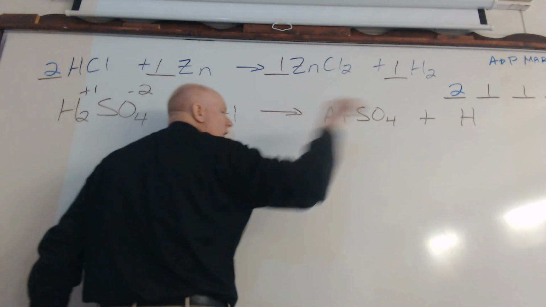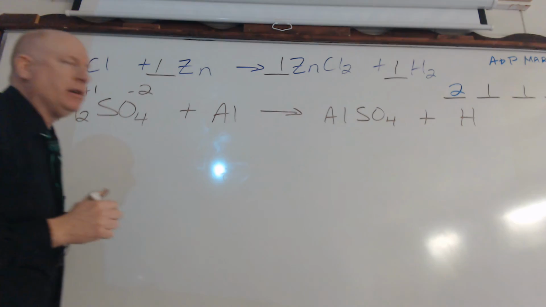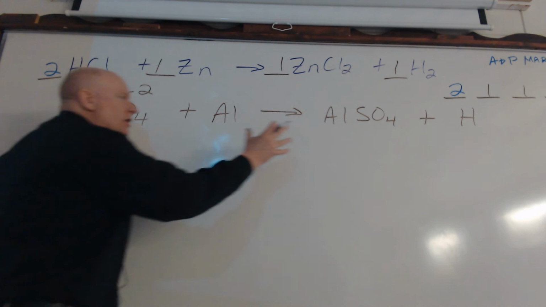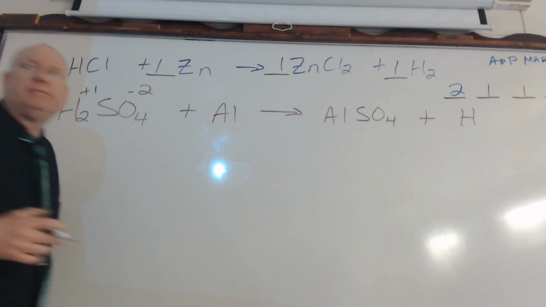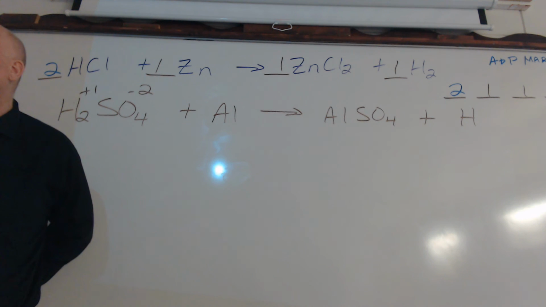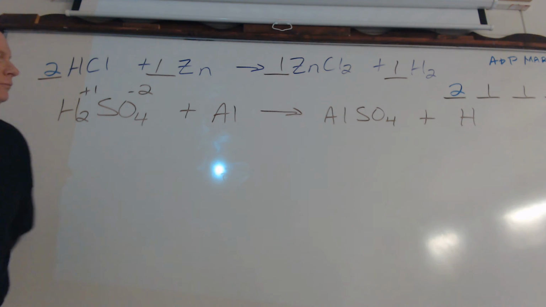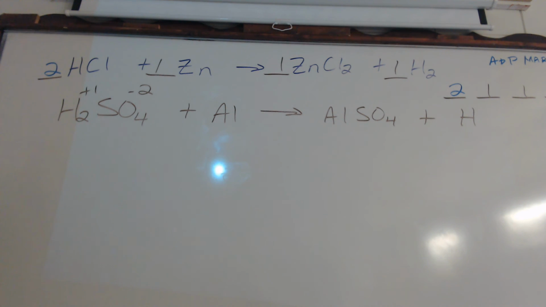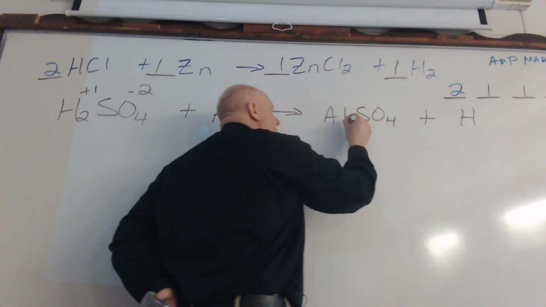Is everything on the product side written correctly? Yeah. Aluminum 1. Do the charges and numbers add up to 0 there? I hear yes and I hear no. What's the charge of sulfate? -2. It said the charges do not change. What's aluminum's charge? You have to have 2 aluminum. Okay? Al2.